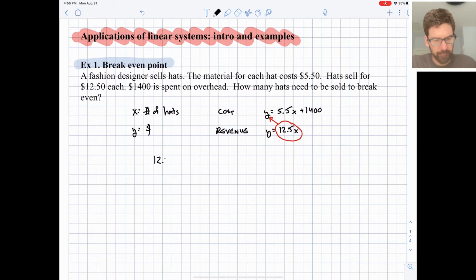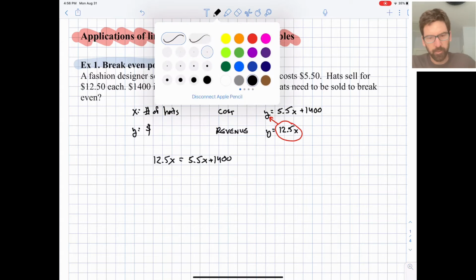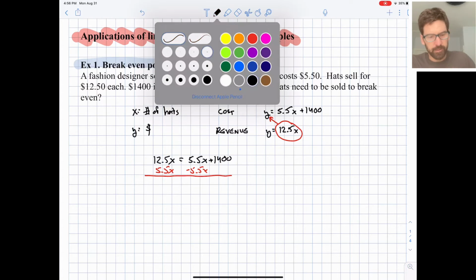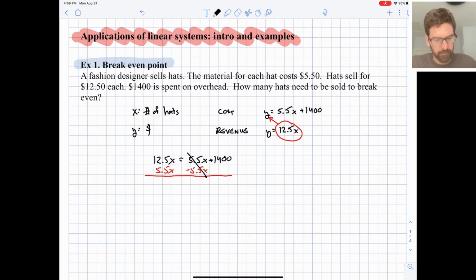So let's do that. 12.5x is equal to now 5.5x plus 1,400. And it looks like we can subtract 5.5x from both sides. That's going to eliminate the x's on the right. We'll have 7x remaining on the left side, equal to 1,400. That's a pretty easy final step. We'll divide both sides by 7, and x is going to be 200.